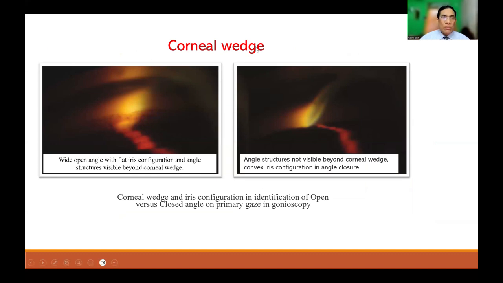So this is a corneal wedge. You can see directly Schwalbe's line, and from there you can come to the meshwork, the scleral spur and the root of the iris. But here you can see the corneal wedge, but you cannot identify any structure. That means I can see only Schwalbe's line. It's a closed angle. The angle structures are not visible beyond the corneal wedge, which is convex, in angle closure. And this is the open angle.